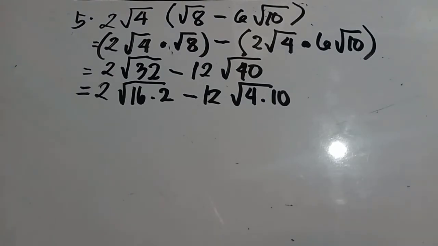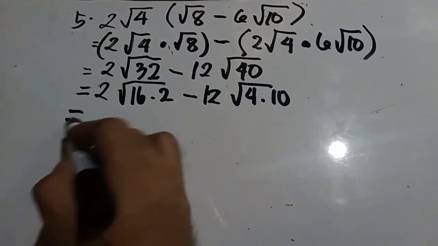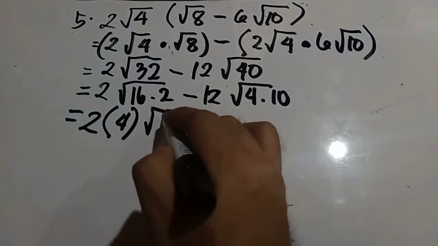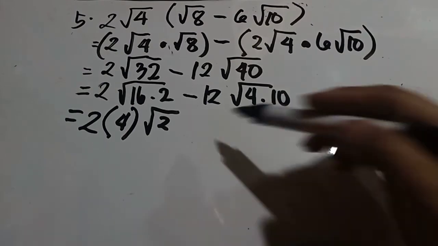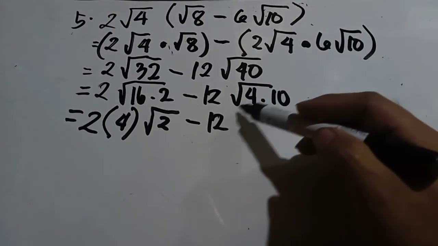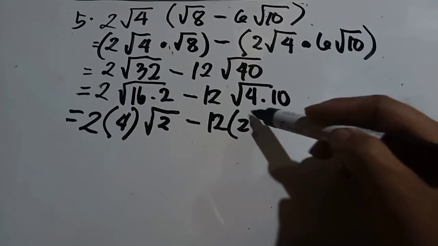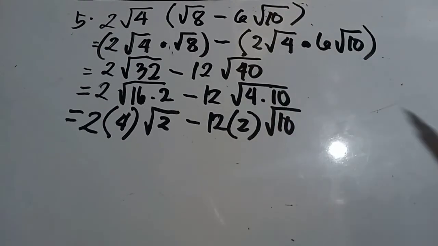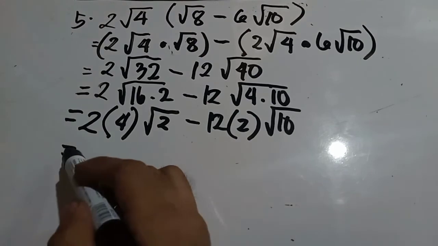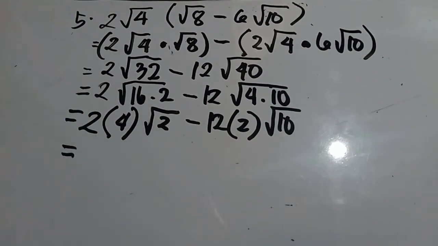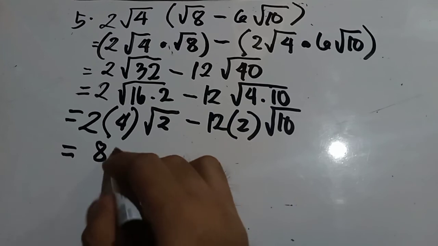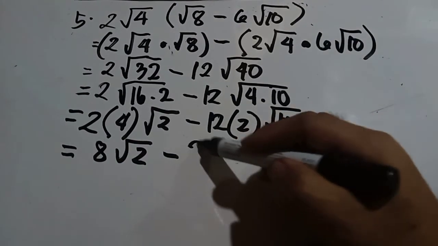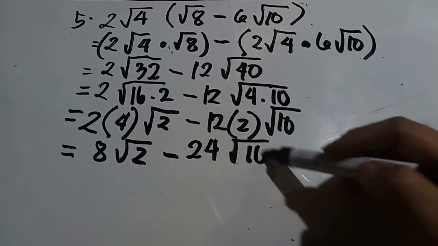Okay, next is we're going to simplify. So 2 square root of 16, that is 4, and remaining square root of 2. Minus 12 square root of 4, that is 2, and copy natin remaining as square root of 10. Alright, next, multiply natin. So, 2 times 4 that is 8 square root of 2 minus 12 times 2 that is 24 square root of 10.